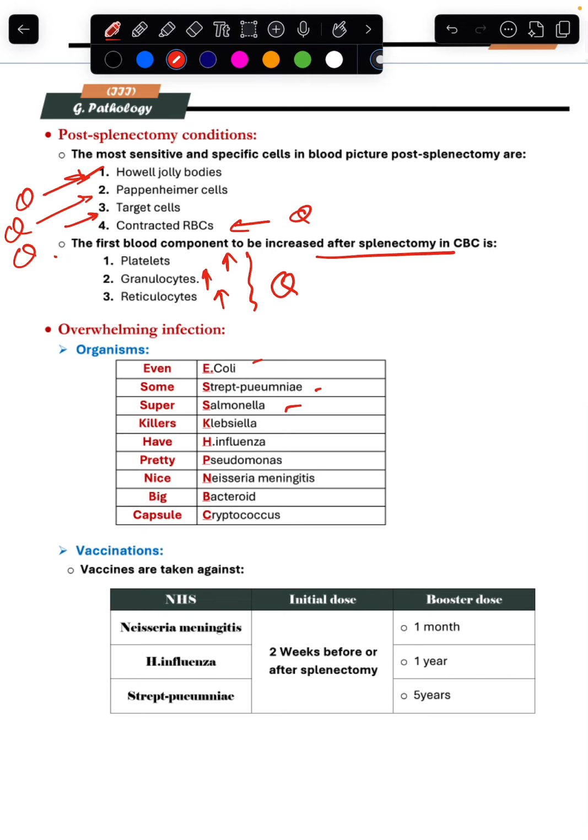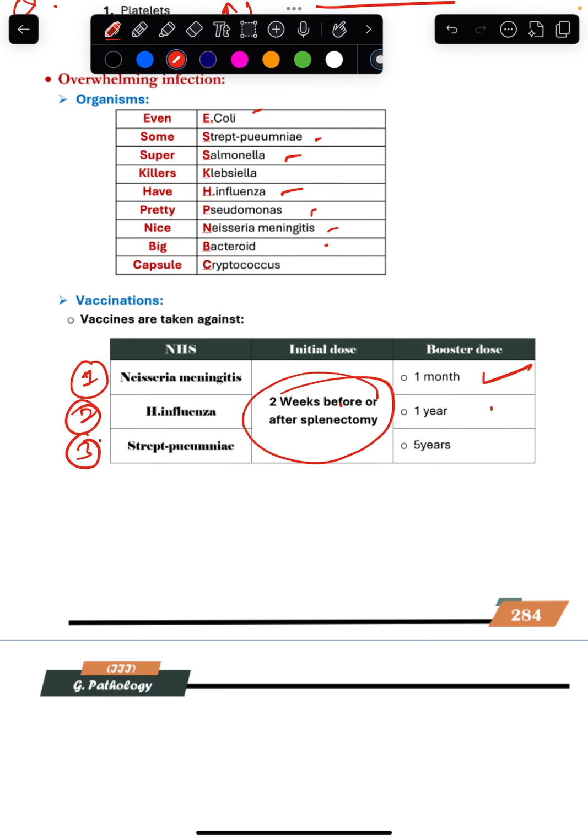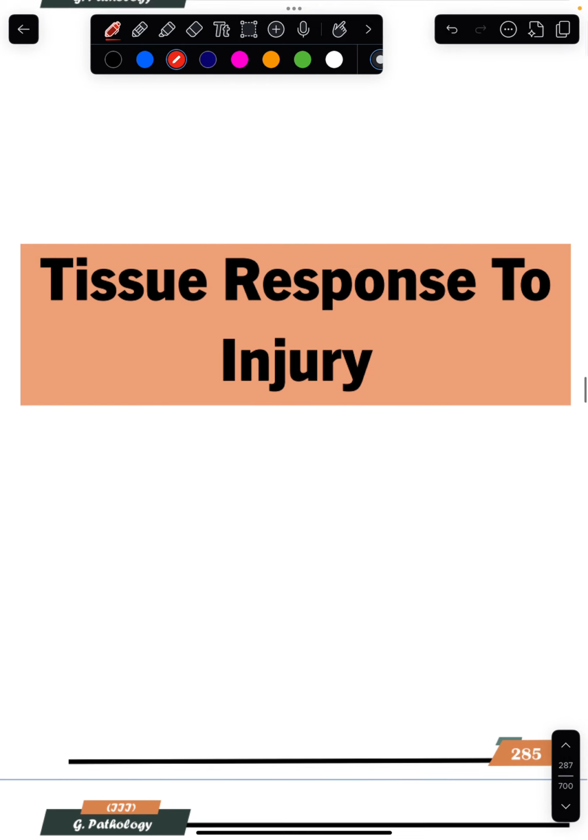Overwhelming infections by encapsulated organisms: E. coli, Streptococcus, Salmonella, influenza, Neisseria. Vaccinations are Neisseria meningitidis first, influenza second, and third is streptococci, given 2 weeks before and after, with a booster every 1 to 5 years along with penicillin.